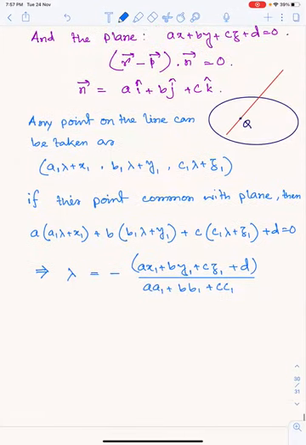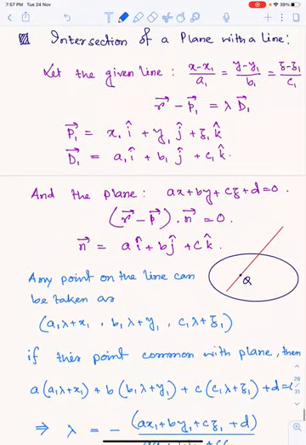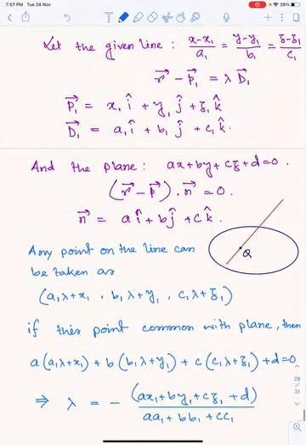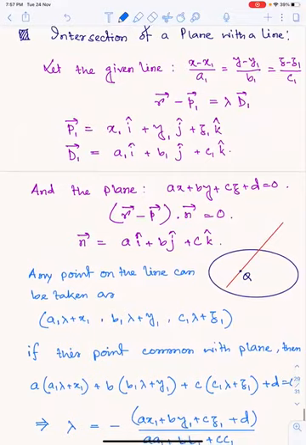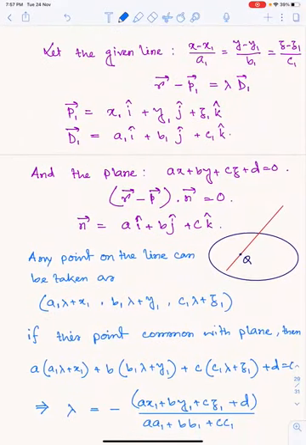So as far as the methodology is concerned, whenever we need to address the point of intersection for a line and a plane, we will simply assume a general point on the line, sorry, not the plane, and we will satisfy it to be on the plane. That will give us their common point.